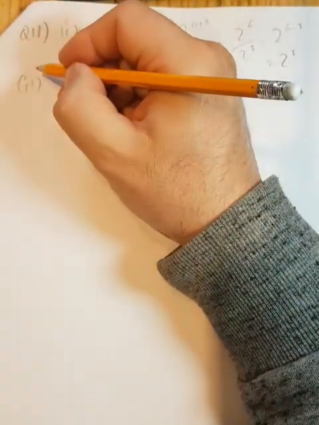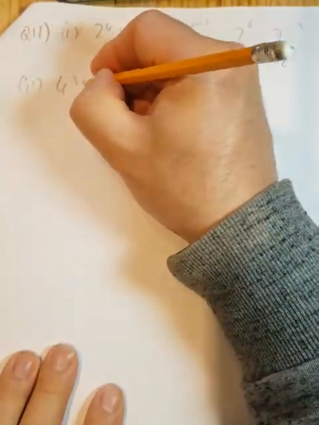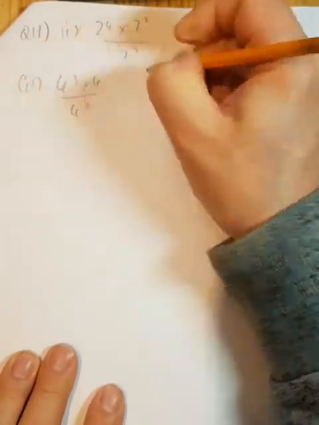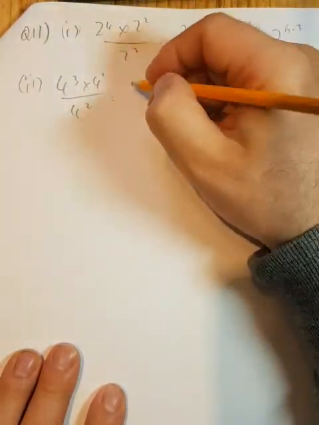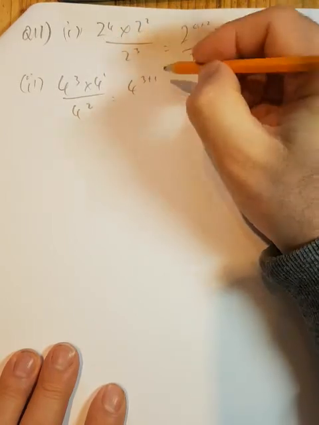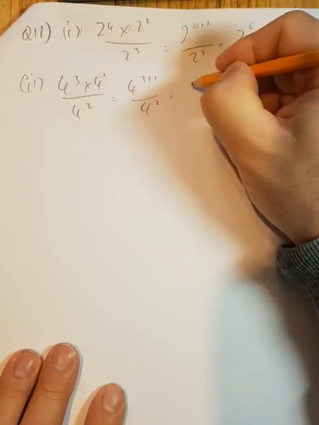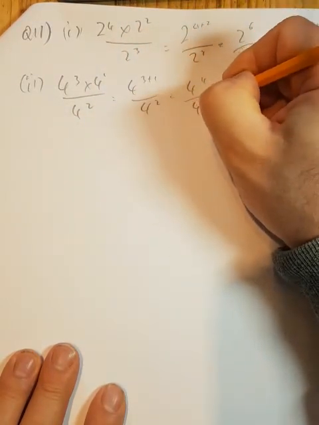Okay? Part 2. 4 cubed by 4 over 4 squared. Simplify the top. 4 is the same as 4 to the power of 1, so that's 4 to the power of 3 plus 1 over 4 squared. So that's 4 to the power of 4 over 4 squared.